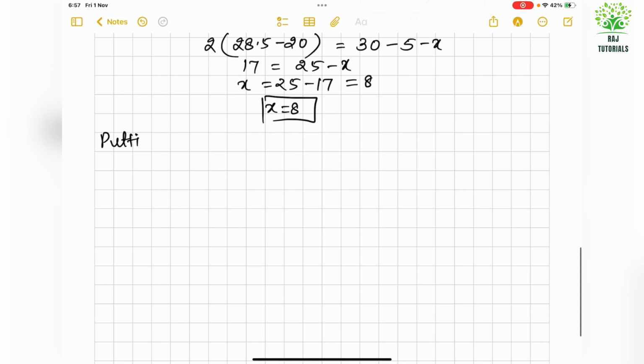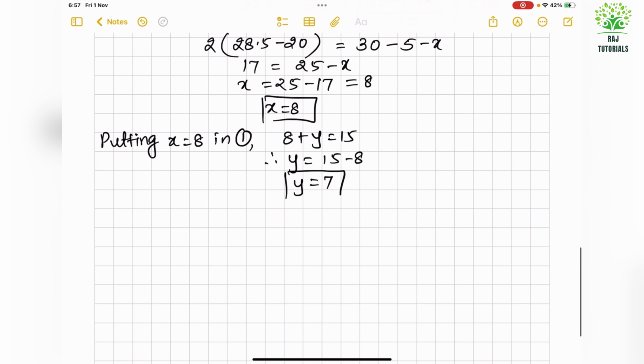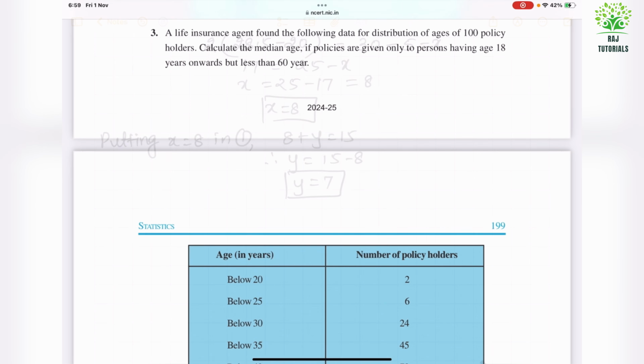So putting x equal to 8 in equation 1, 8 plus y equal to 15. So therefore y will be 15 minus 8. So y equal to 7. So I got both x and y.